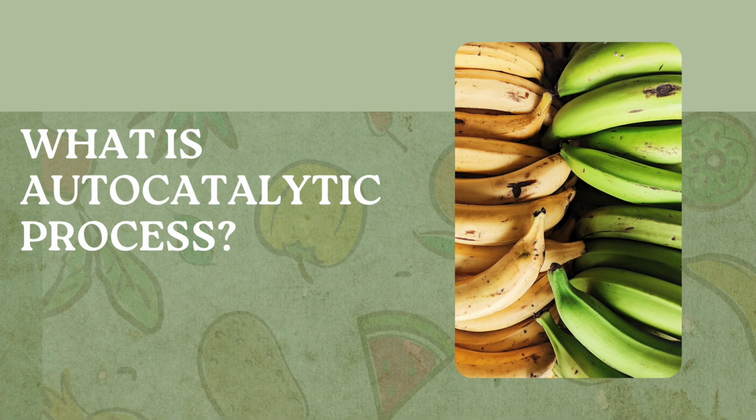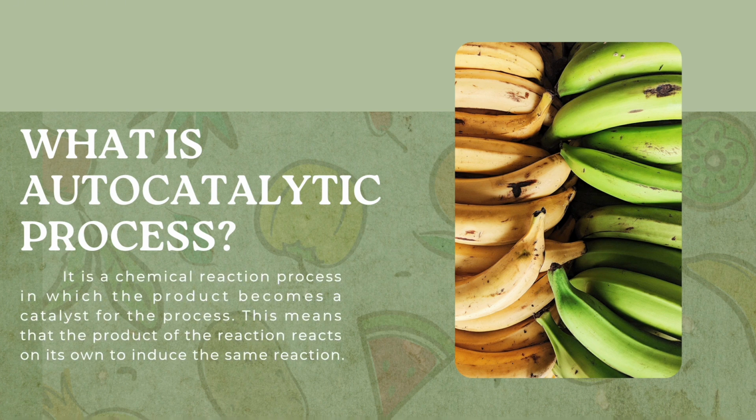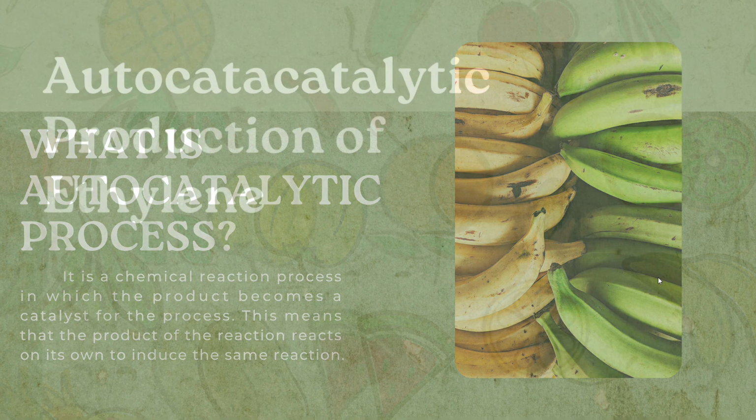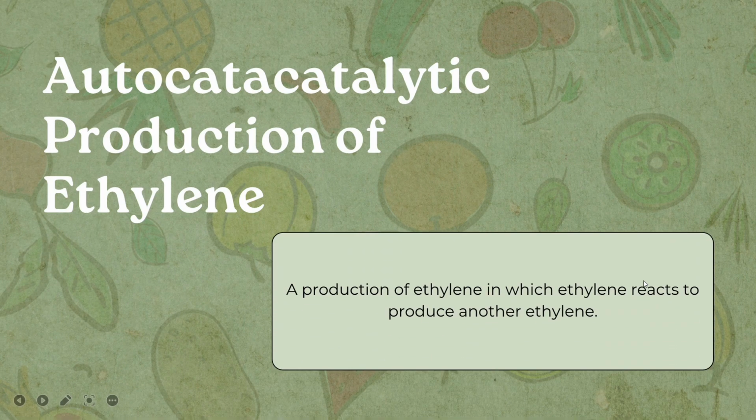What is an autocatalytic process? It is a chemical reaction process in which the product becomes a catalyst for the process. This means that the product of the reaction reacts on its own to produce the same reaction. Autocatalytic production of ethylene is a production in which the ethylene reacts to produce another ethylene. It means that when ethylene is produced, it reacts with other substances in order to produce more ethylene.